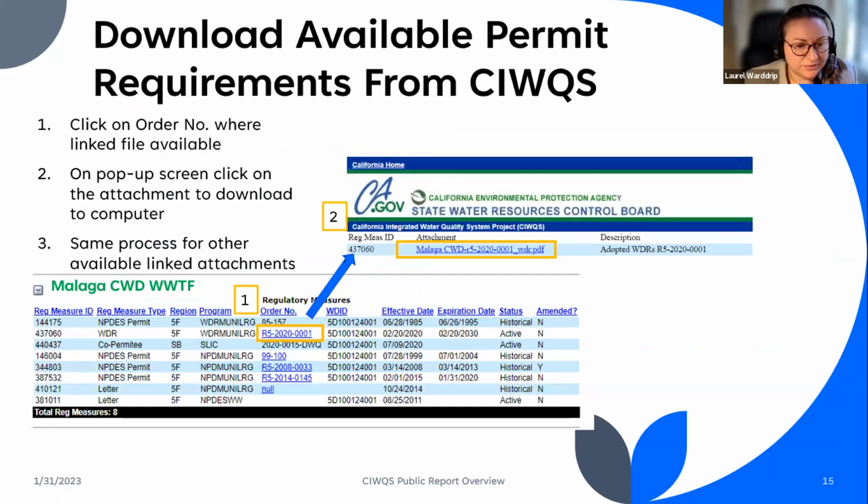So if you find cool information that you want, you might want to download it. So wherever you see in SWRCB, other than in the titles where it can sort for you, if you see a row that has blue, you can download it. You click on it, it'll open a pop-up, and then you click on the file link that you're interested in, and it will download your file.